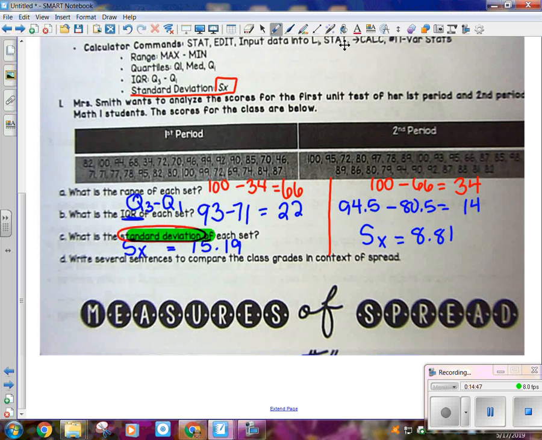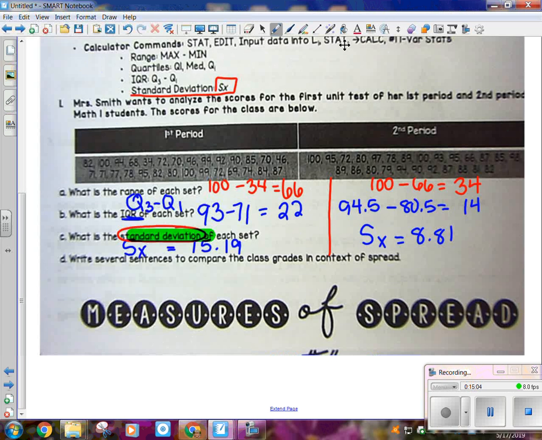Here's the thing. When I go 15 points above and below, that's a 30-point wide spread in the middle. This one's only 8. So this one's going to be closer to about 16 or 17 units apart. So this first period is way more spread. So that's what I want you to say.